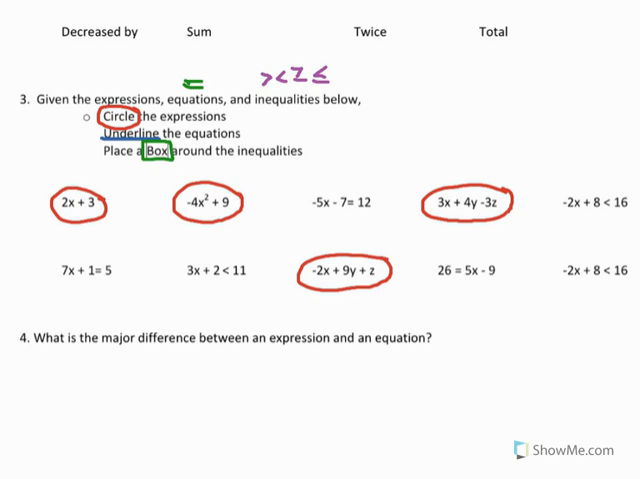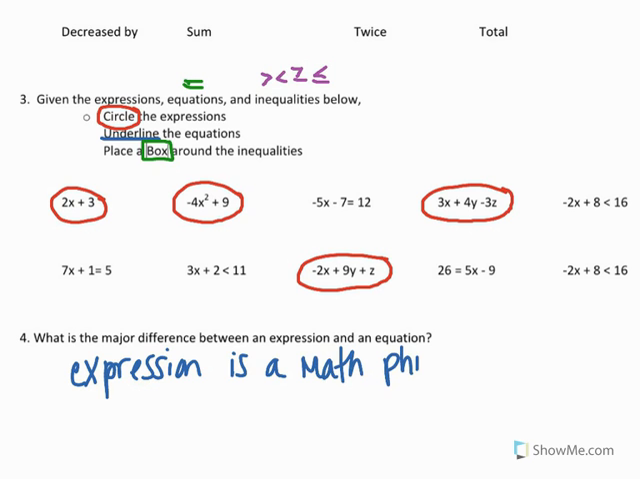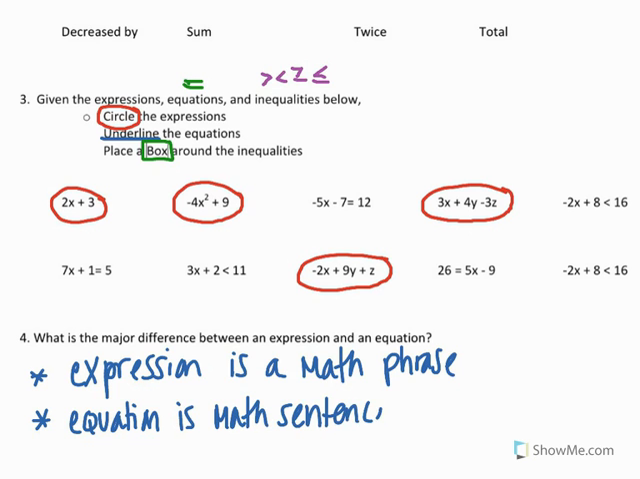Next, number 4, what is the major difference between an expression and an equation? Well, an expression is a math phrase and an equation is the equivalent of a math sentence, and it has an equal sign. That's the key difference.